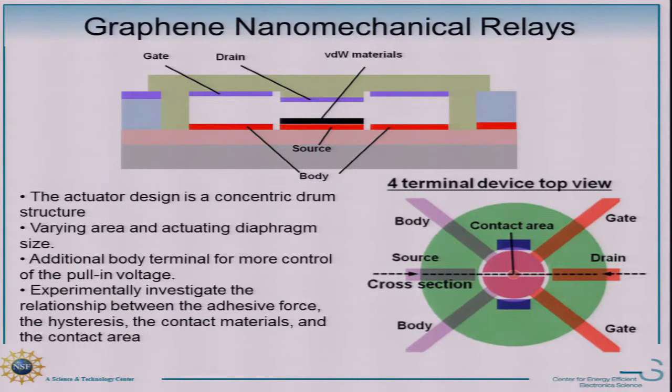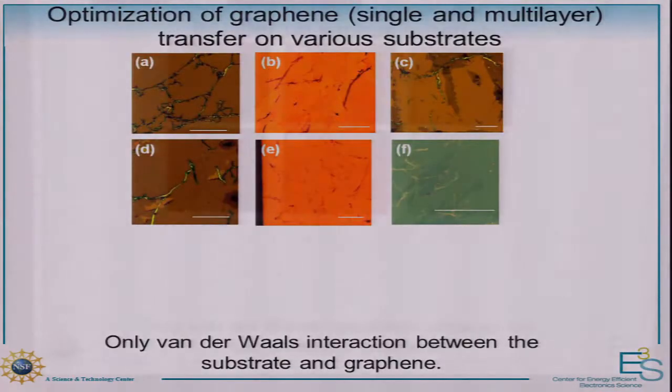And so now we have a means to make a large area 2D material. So we designed with the concentric drum structure, varying area, and actuation contact area. We have an additional body terminal to control the pull-in. We want to experimentally investigate the relationship between adhesive force, hysteresis, contact materials, and the contact area.